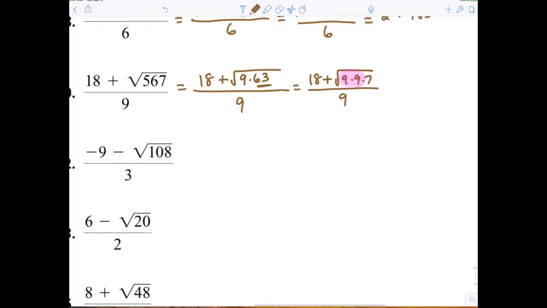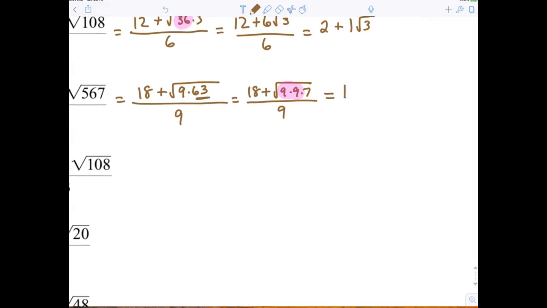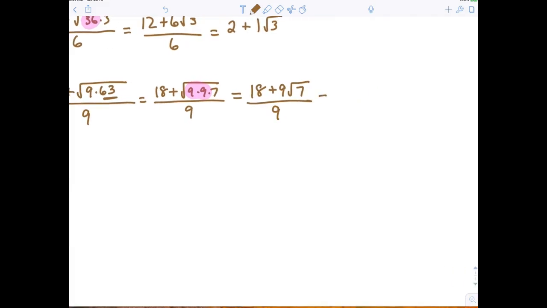So that simplifies to 18 plus 9 radical 7 over 9. Now we can divide everything through by 9. Yep. So when I divide that by 9, 2 plus 1 radical 7. Everybody okay with that? I'm just reminding you that we divided both by 9.